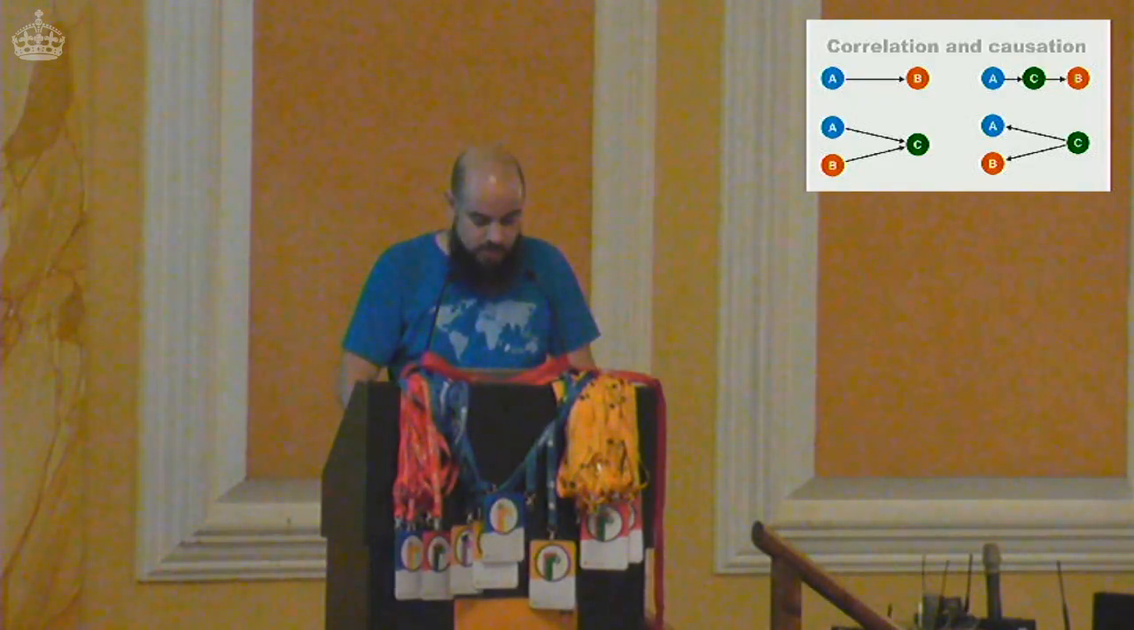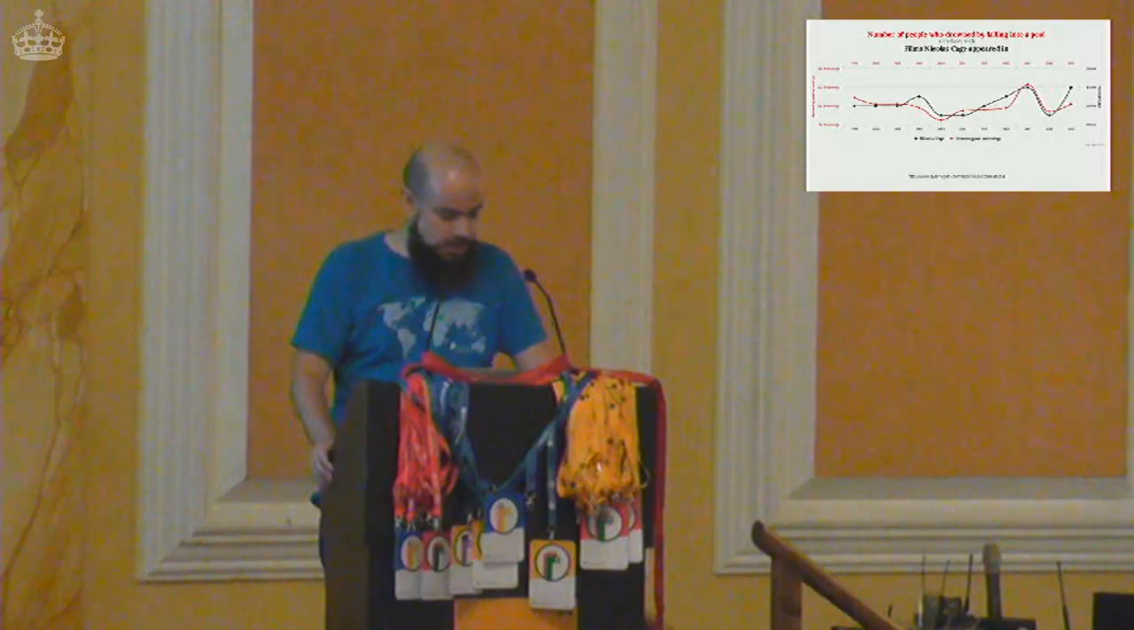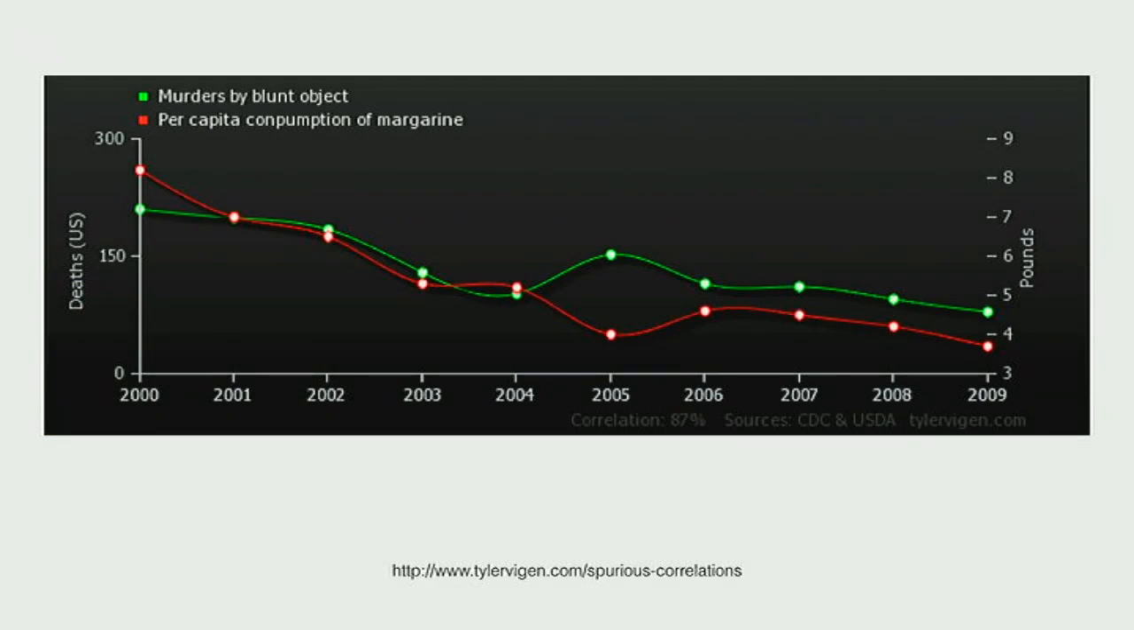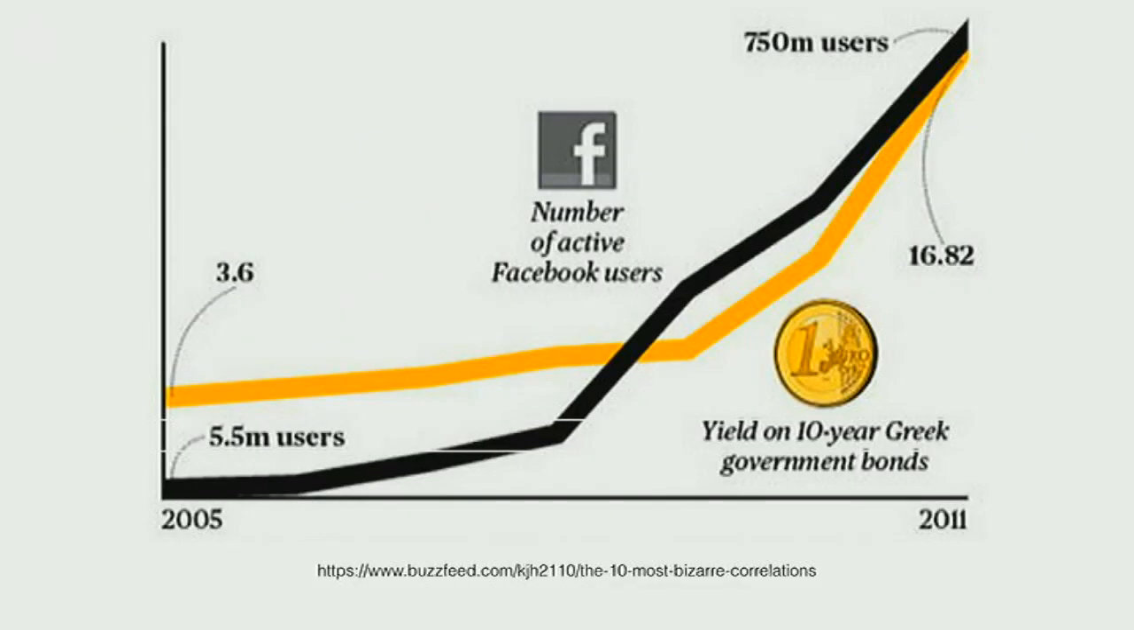Just to give you some more examples of correlations. Over the years, the number of people who drown in a pool and the number of movies where Nicolas Cage appeared correlate. Also, the consumption of margarine and the number of murders by blunt objects. So margarine makes people aggressive. It's quite easy to blame Facebook for everything these days. Anyway, there is a correlation between the number of users on Facebook and the national debt in Greece. So more users of Facebook, more problems for Greece.